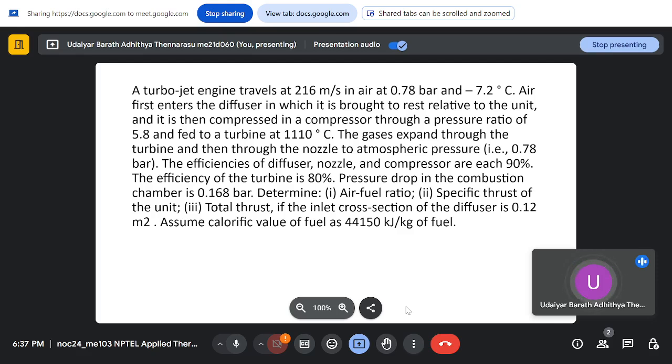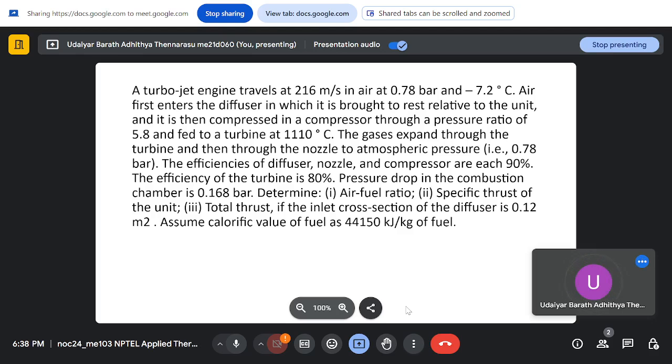The efficiency of diffuser, nozzle and compressor are each 90%. The efficiency of the turbine is 80%. Pressure drop in the combustion chamber is 0.168 bar. Determine 1. Air fuel ratio. 2. Specific thrust of the unit. 3. Total thrust if the inlet cross section of the diffuser is 0.12 meters square. Assume calorific value of the fuel as 44,150 kilojoule per kg of fuel.